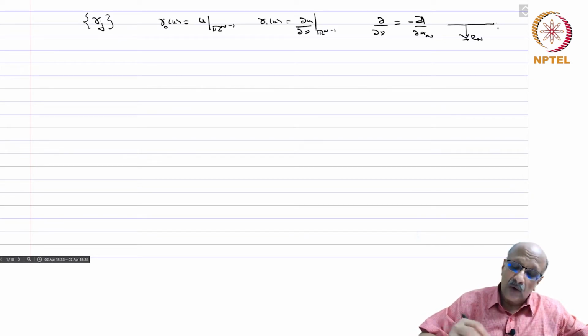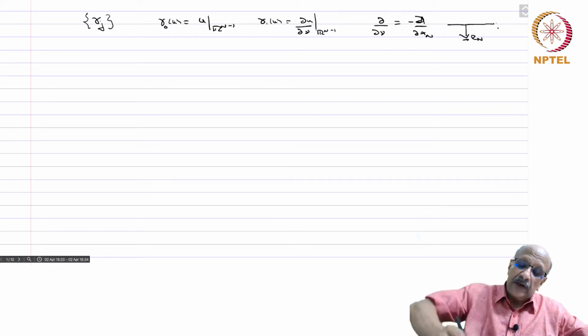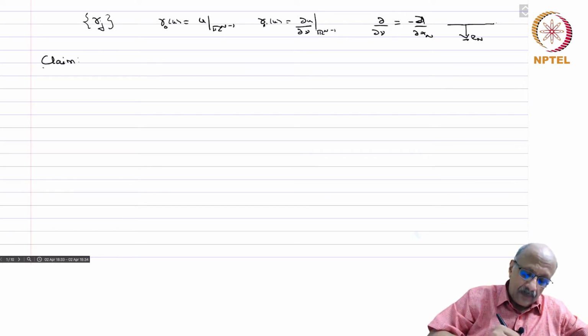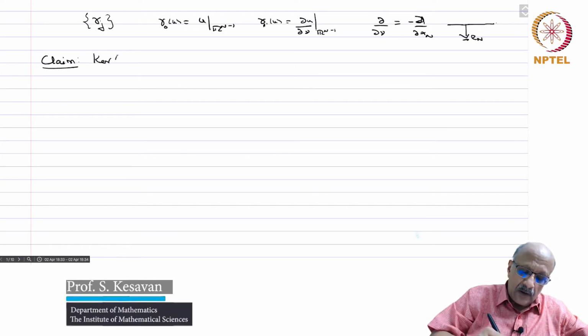So minus e_n is the unit vector normal to the boundary of R^n plus. And then gamma 2 would be d^2u/d nu^2, and so on. So you would get various things. Now we want to study the kernel of this map gamma naught. So we will show, claim: the kernel of gamma naught is in fact H^1_0 of R^n plus.